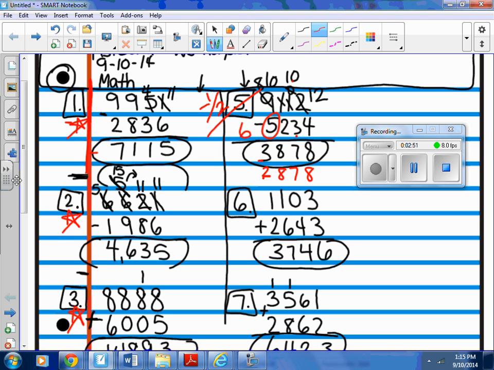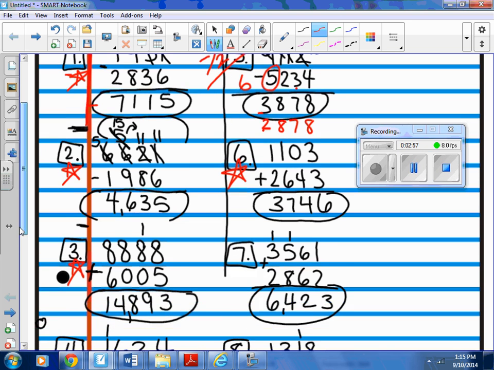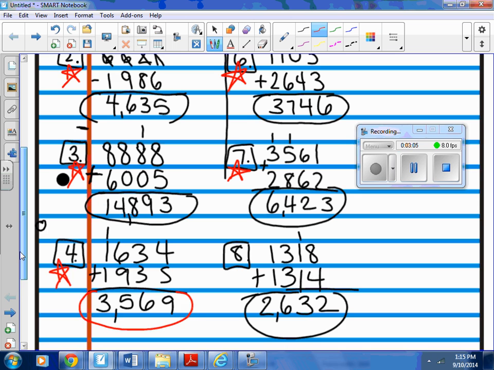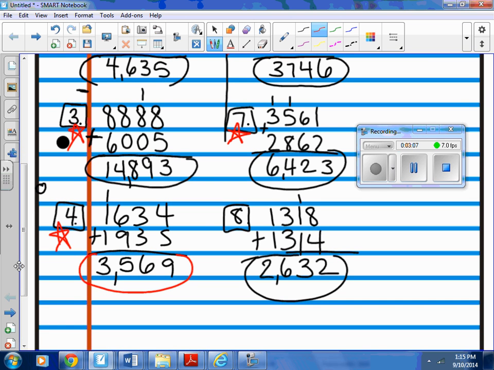Okay, number 6, 3,746. Yep, got that one. Then I need to move my paper down. Number 7, 6,423. That looks good. Number 8 is 4. The answer is just 4.